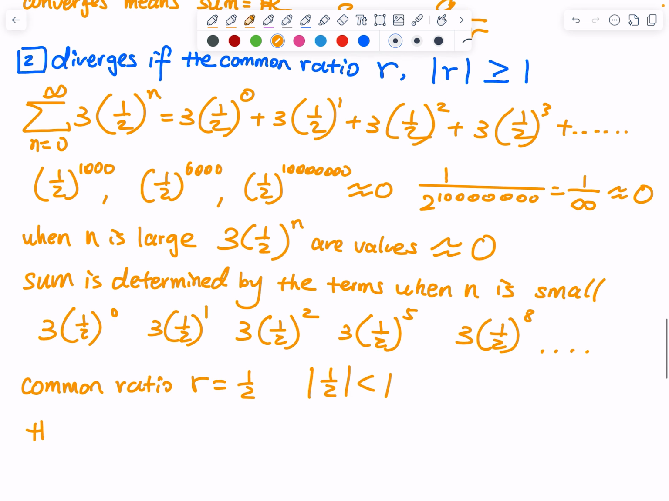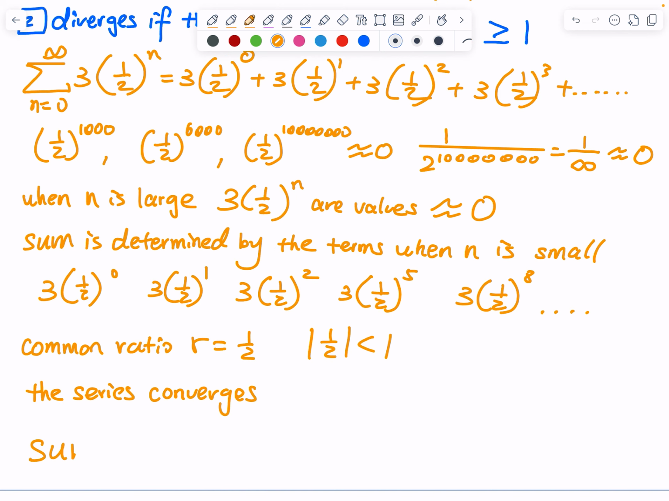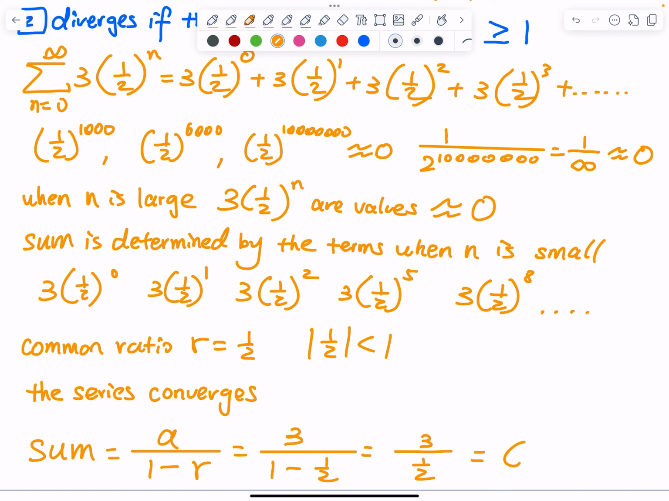So we say the series converges. And then what's the sum? The sum is equal to a divided by 1 minus r. a is the term that is not changing, so that will be 3, divided by 1 minus 1/2, so that will be 3 divided by 1/2. The sum is equal to 6. So you are adding up infinitely many terms, and the sum is equal to 6. The series converges.